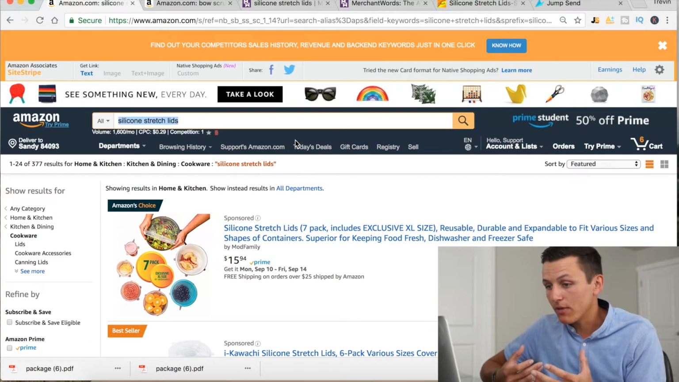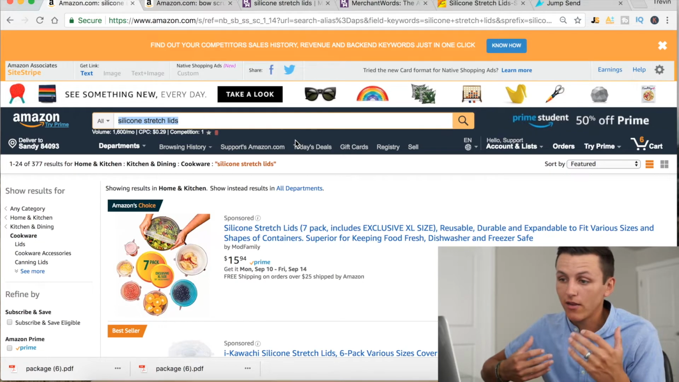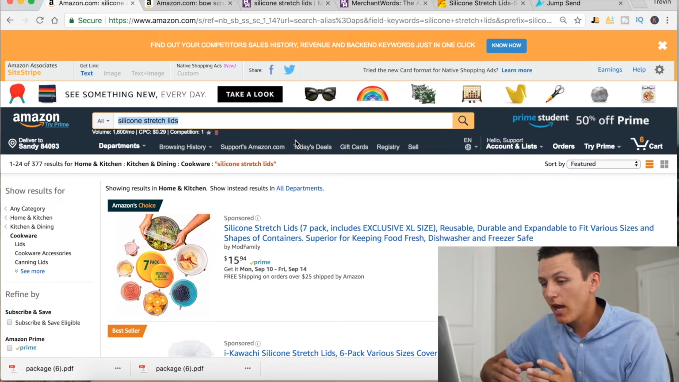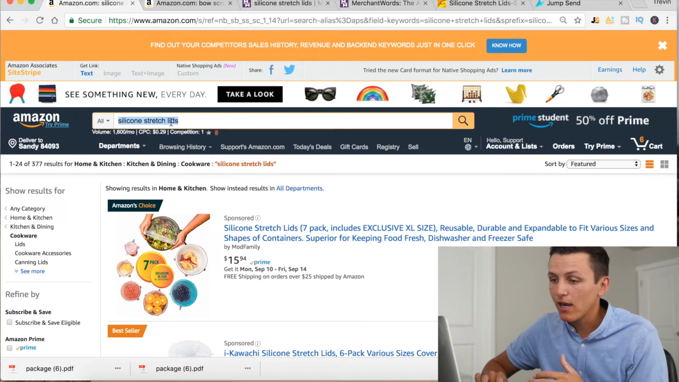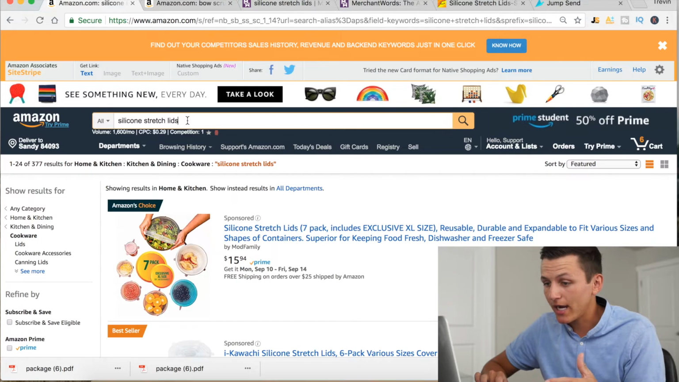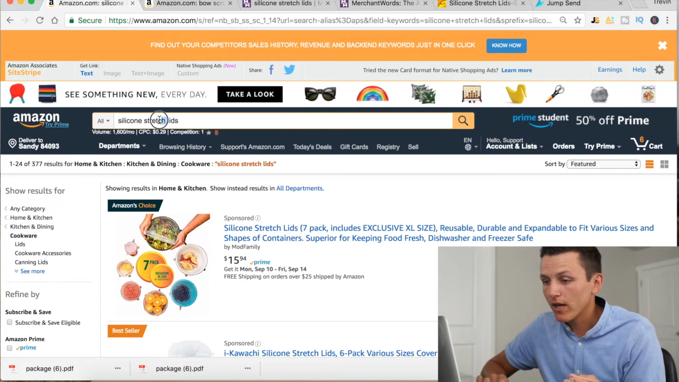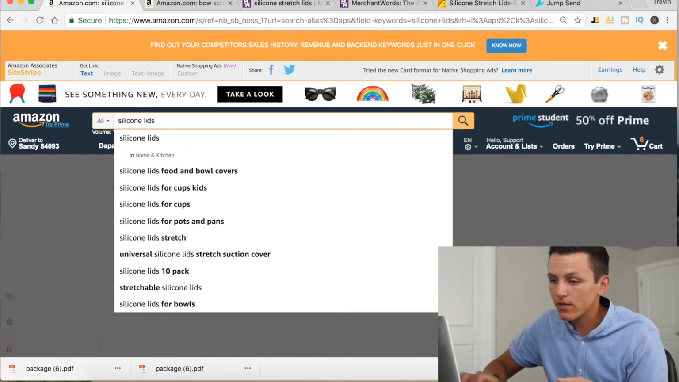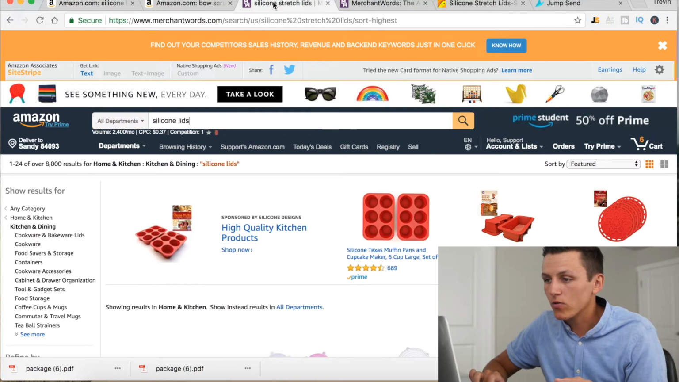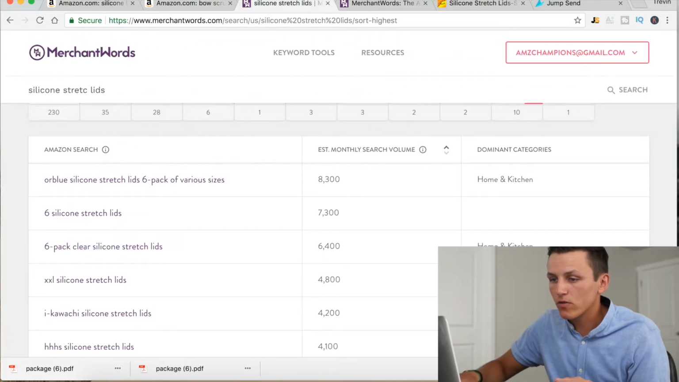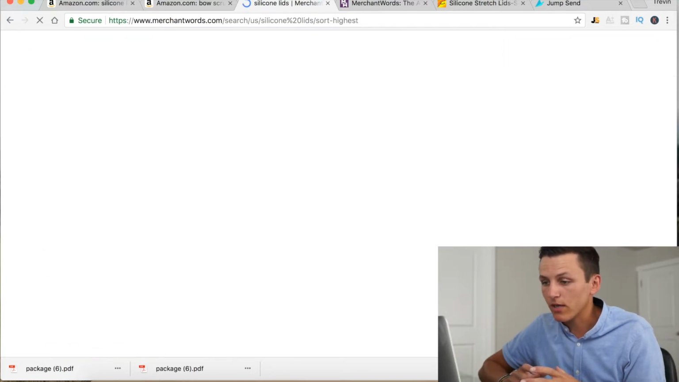And that's not very many people, because if you look at other keywords and other products, they're being searched hundreds of thousands and millions of times each month. And so for me, that's kind of a red flag, because if it's being searched 3,400 times, and the revenues are super high, that means there are other keywords out there that are being searched a lot more. So we can go and search silicone lids, for example, and go back to MerchantWords and search silicone lids to see how many times this specific keyword is being searched.